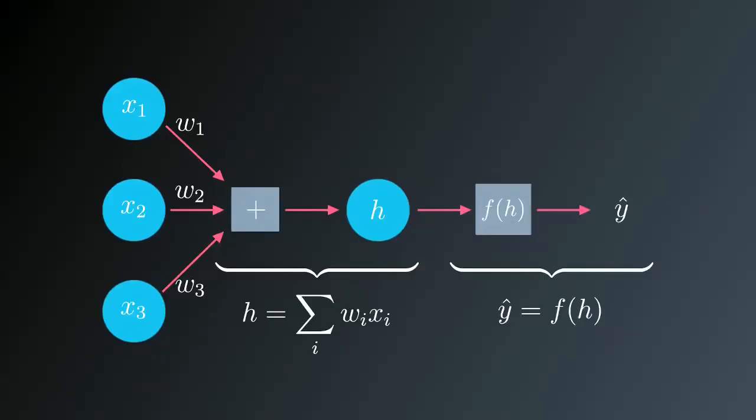Now we know how to get an output from a simple neural network like the one shown here. We'd like to use the output to make predictions, but how do we build this network to make predictions without knowing the correct weights beforehand?